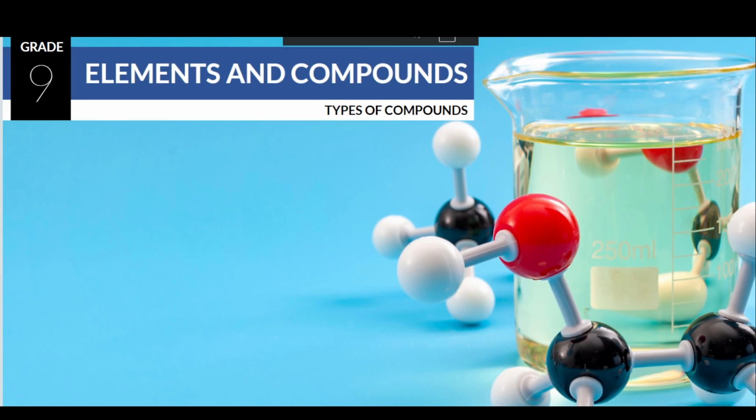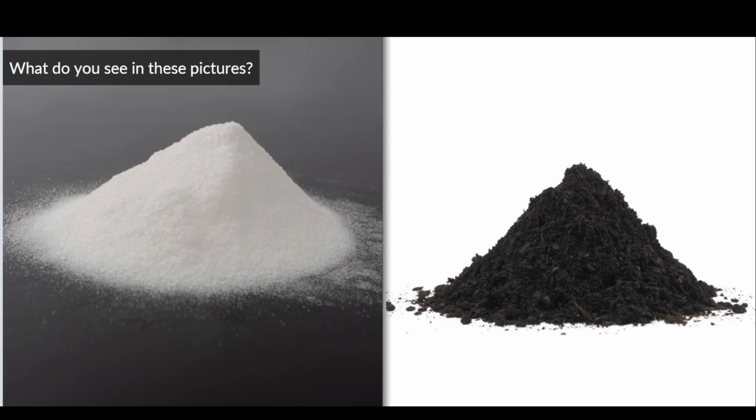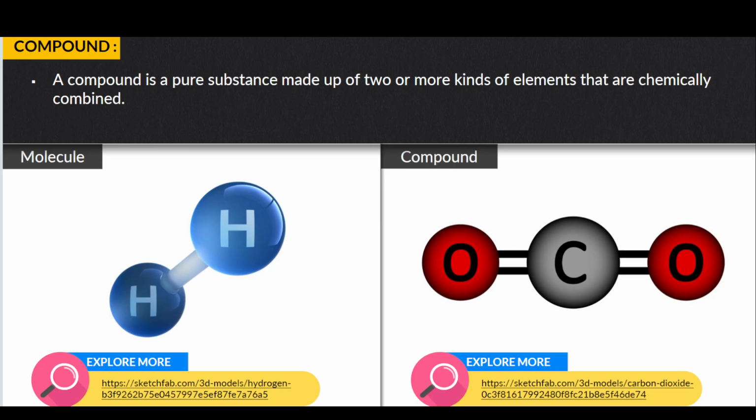So today we are going to do elements and compounds. So first let's talk about compounds. A compound is a pure substance which is made up of two or more kinds of elements that are chemically combined. By chemically combined, I mean there is some type of chemical reaction between them.